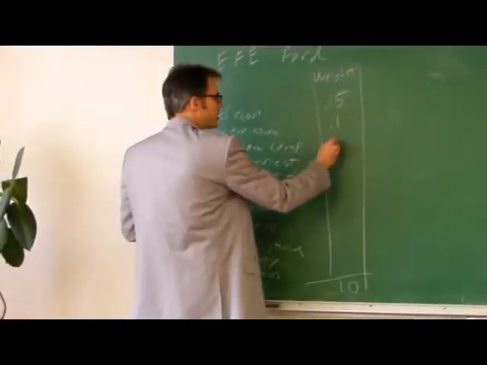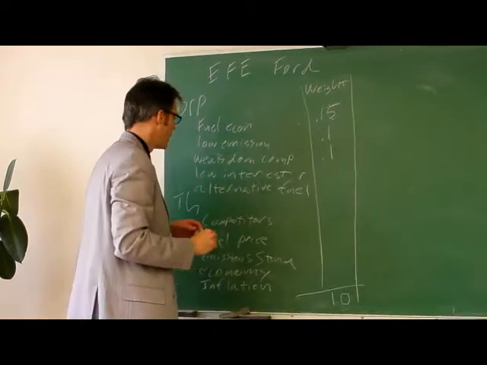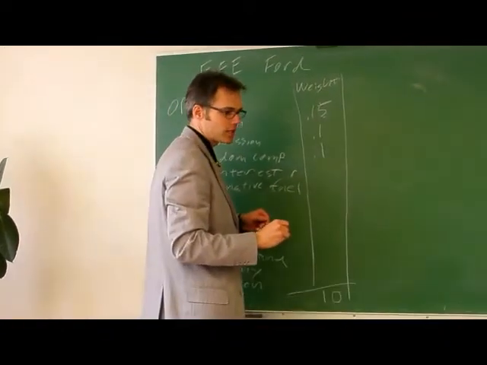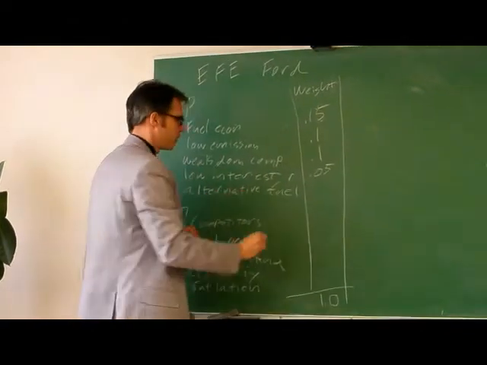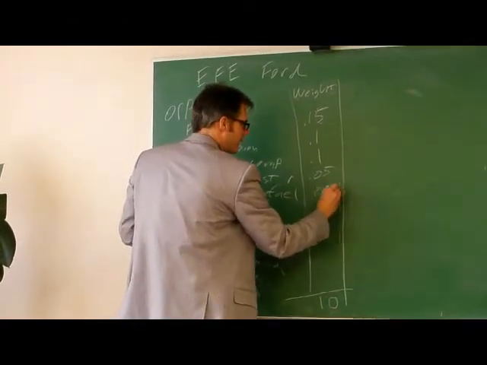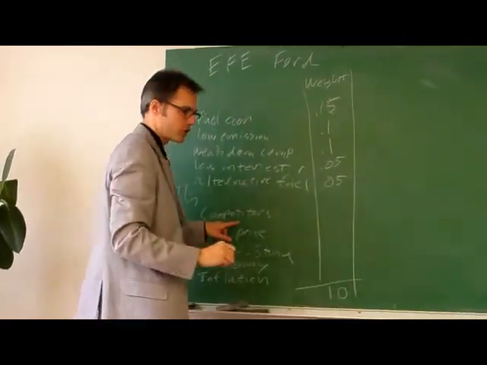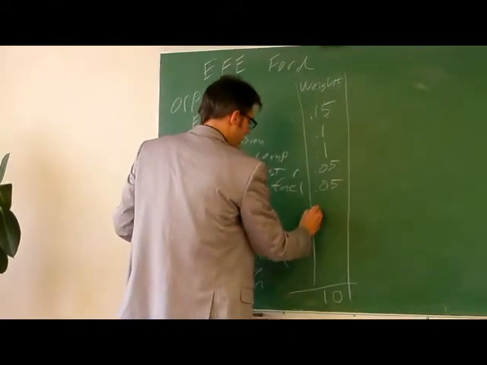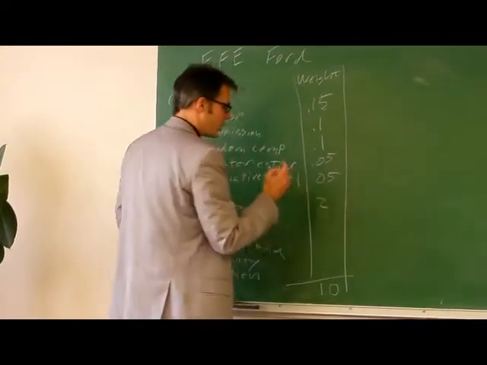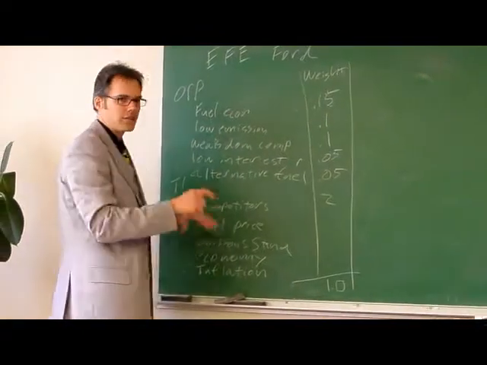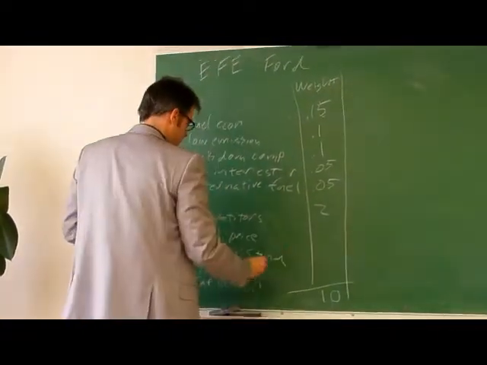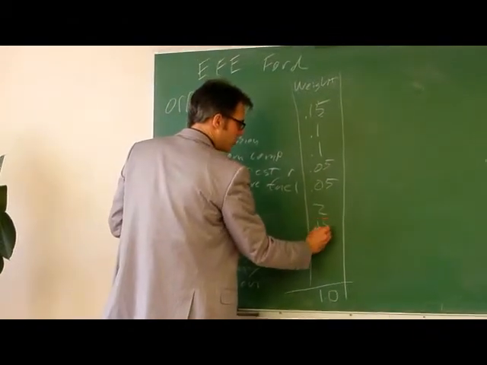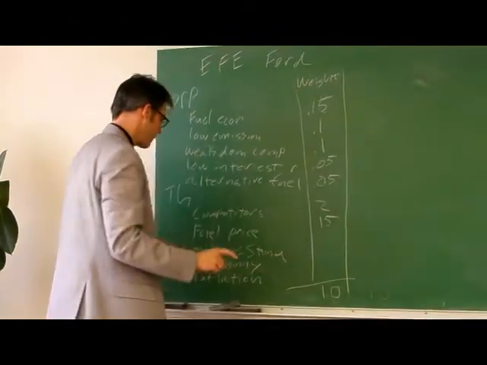Weak domestic competition, that's a 0.1. Low interest rates, that's a 0.05. Alternative fuel, put 0.05 there. Competitors, let's put 0.2. That's always the most important, because if you don't address this, everything else is moot. They're just going to beat you and run you out of business. Fuel prices, let's go 0.15. That is a huge threat. That's a big deal, so that's a higher number.